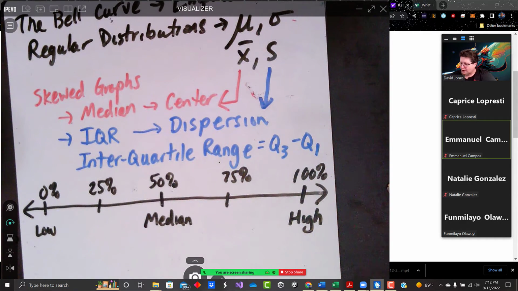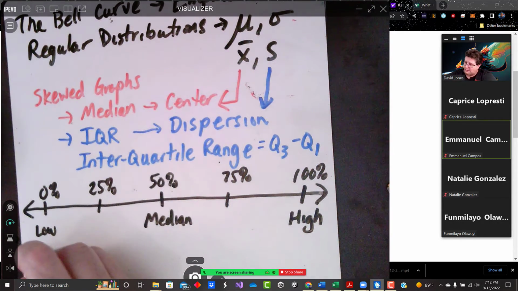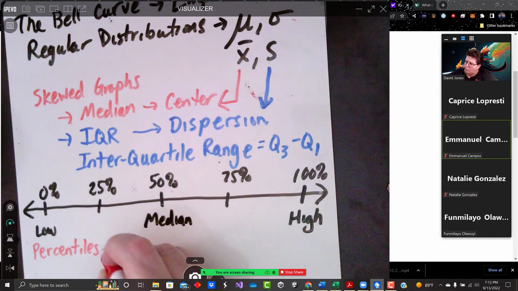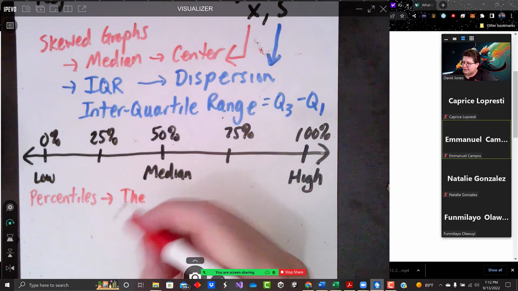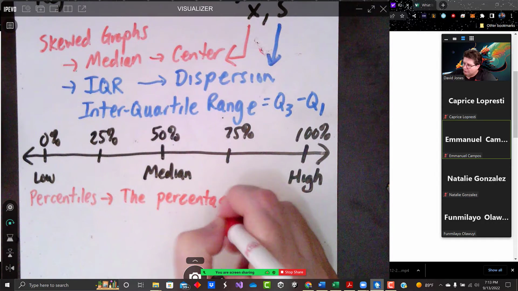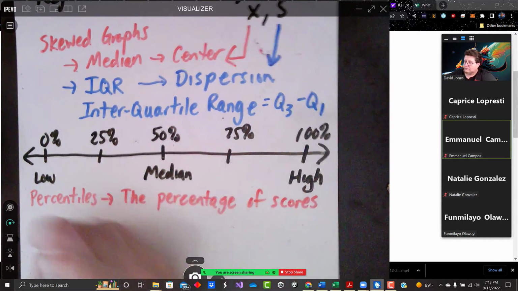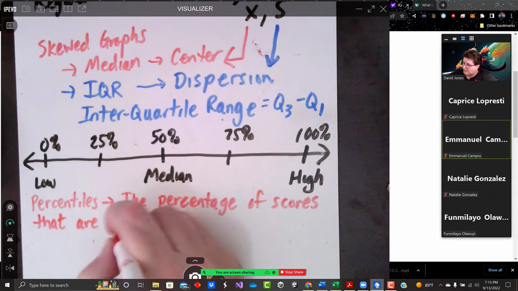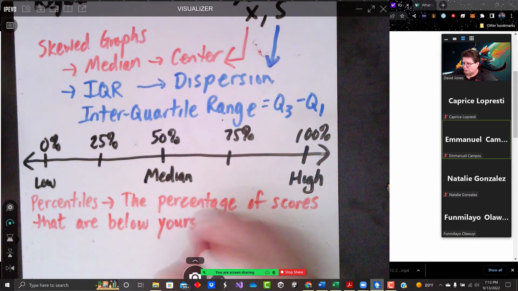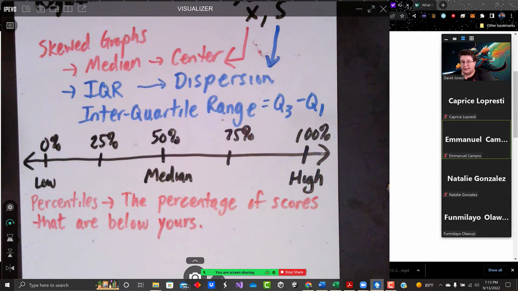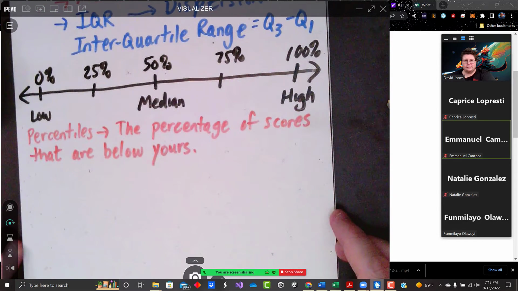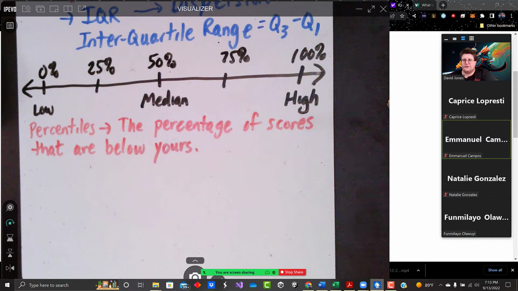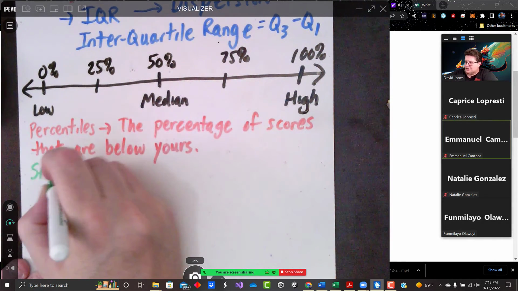And what these percentages are called are the percentiles. What the percentiles show, whatever your percentile is, is the percentage of scores that are below yours, or whatever figure you're looking at. So if you've taken the SAT when you were in high school, the SAT measures in percentiles.